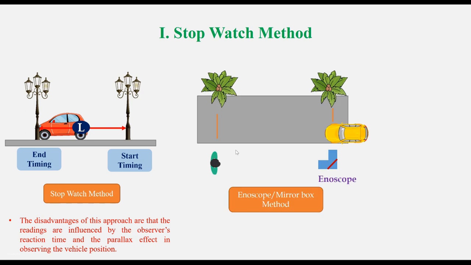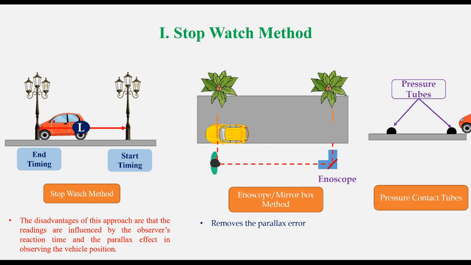In the enoscope method, this problem of parallax is removed. An observer stands here, and this is the enoscope, that is basically a mirror at 45 degrees, so that a person standing here can see the vehicle position. Now here also we mark two lines on the road, a small distance apart, and we find out the time taken by the vehicle from this reference line to this reference line, and then you calculate the speed. So it removes the parallax error, but accuracy of the stopwatch remains an issue, and also the reaction time of the observer.